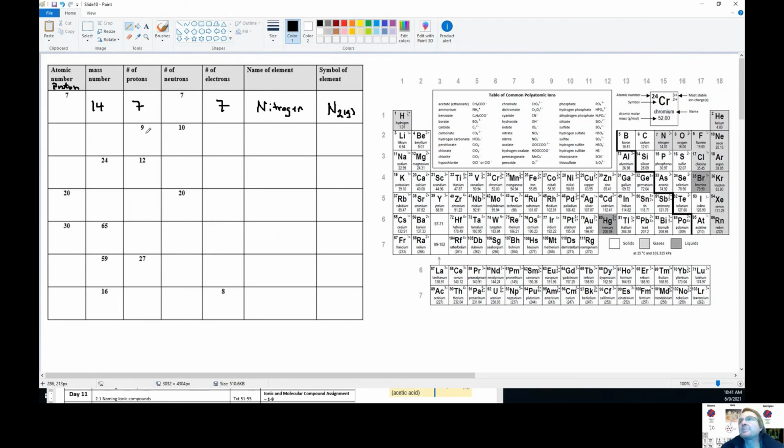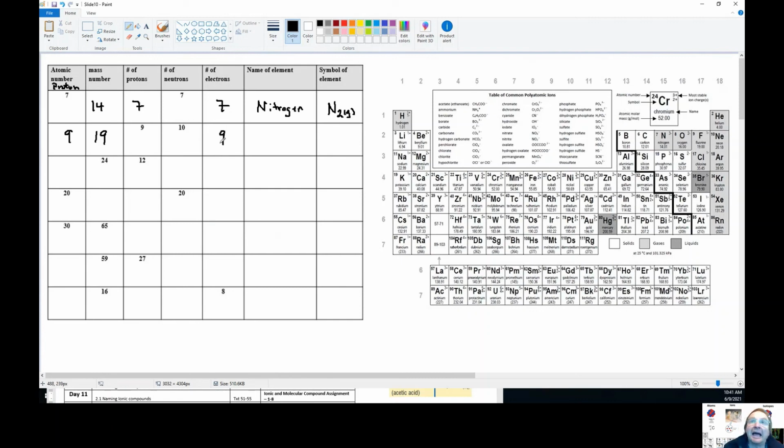Number of protons, number 9. Let's find number 9 on our periodic table. Well, it's fluorine. Okay, so fluorine's got 10 neutrons. Yep, its mass number is 19. Right off the periodic table, right there. The atomic number for it is atomic number 9, or the proton number. Almost a trick question there.